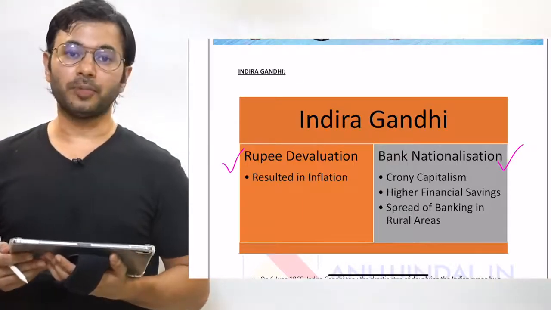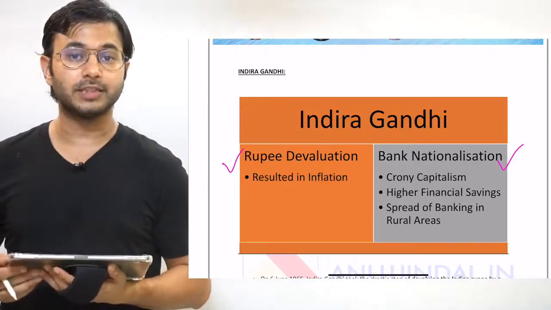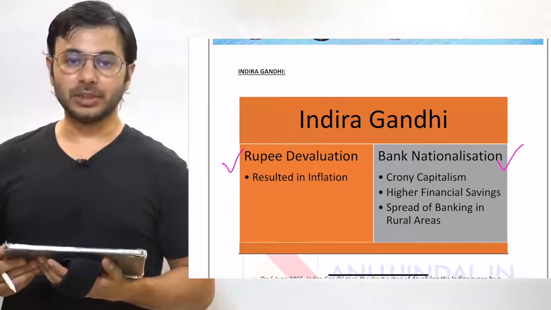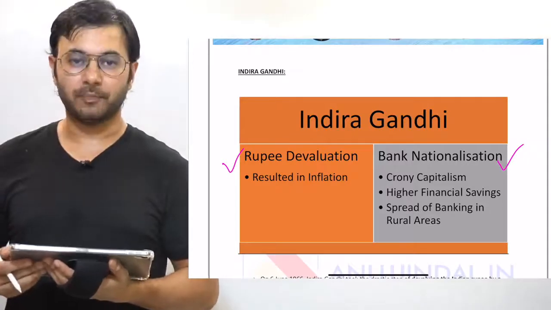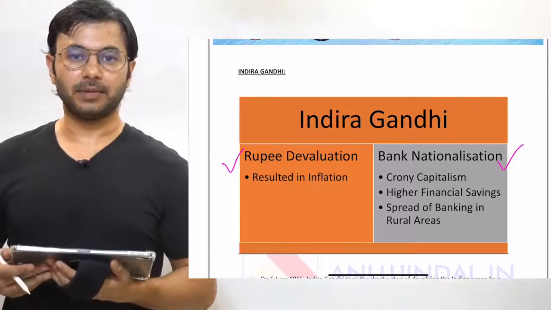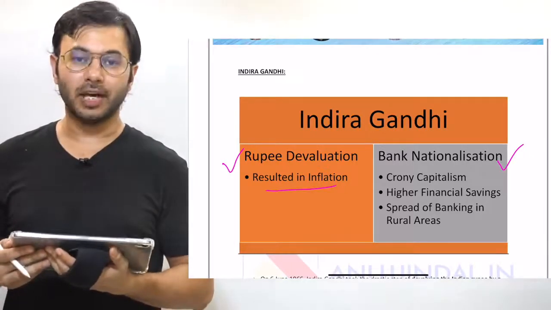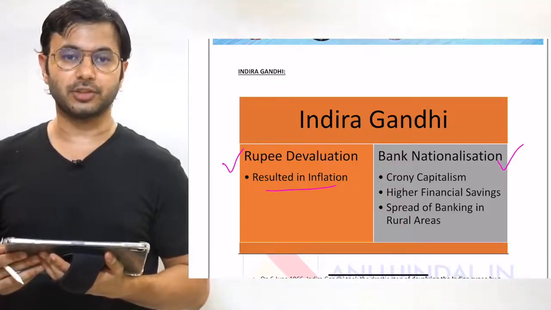Well, the purpose of rupee devaluation was to expand exports of India, because when the rupee is devalued, exports become cheaper and imports become costlier. But that did not happen. Why? Because industrialization did not happen in India, specifically in consumer goods. Therefore, rupee devaluation resulted in inflation in India.